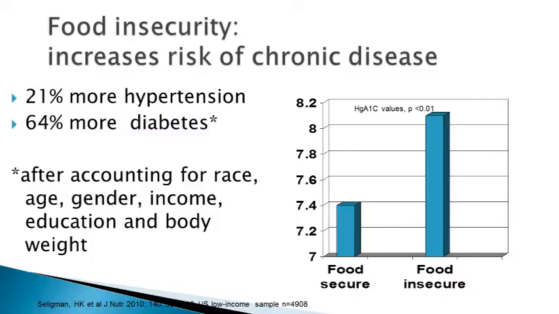But here's an example of some data that comes from a national survey in the United States that shows that food insecurity is associated with higher risk of some chronic diseases, including hypertension, and an increased risk of diabetes. And this is after adjusting for some of those other factors like race, age, gender, income, education, and for body weight. So this shows the level of hemoglobin A1C, which is a measure of blood glucose control, being higher in the households that report food insecurity compared to food secure.